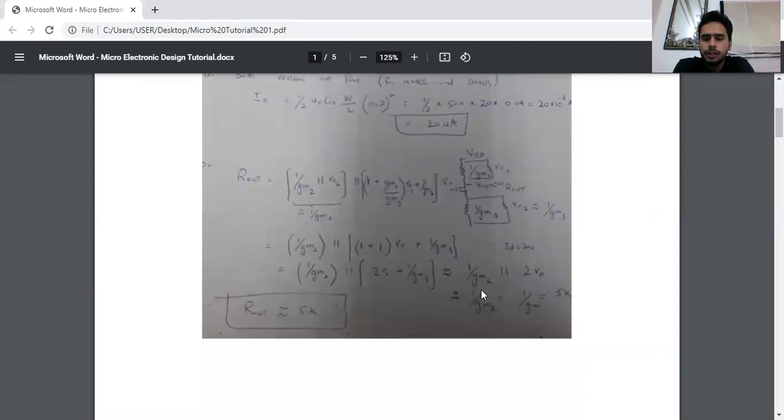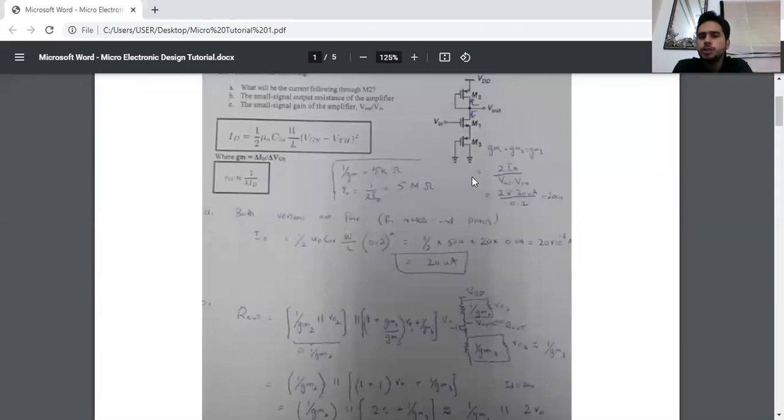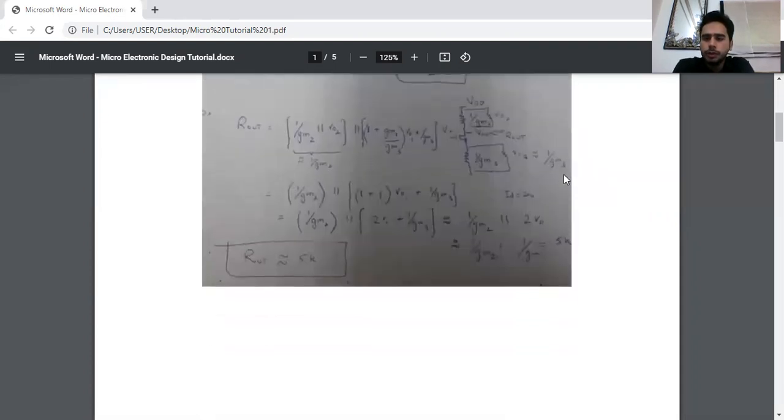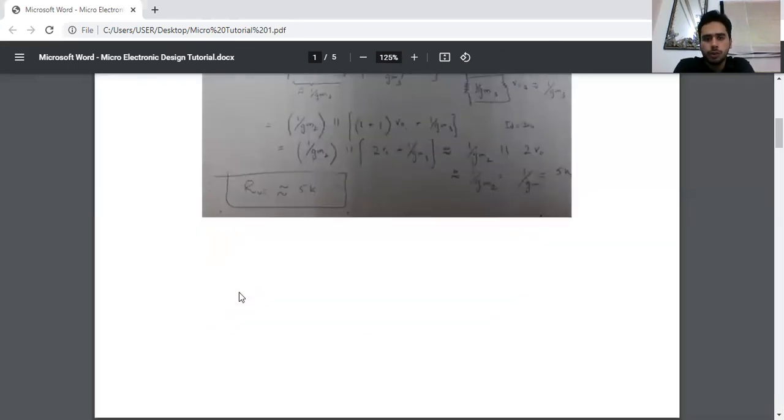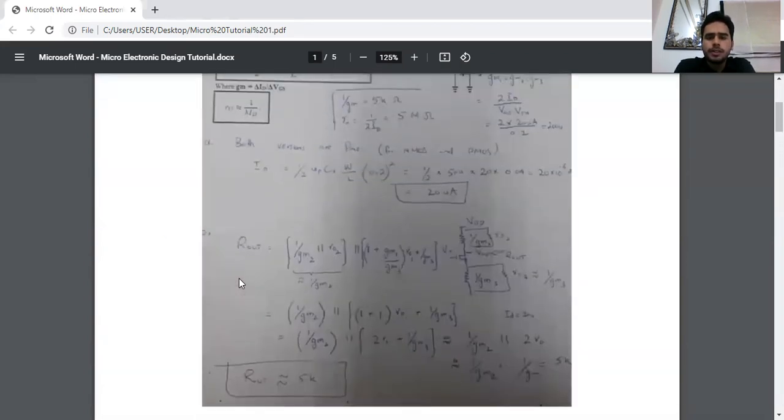As we solve the circuit, we get the expression which comes out to be 1 over gm2 in parallel with 2 ro. So we get 1 over gm2 and we have calculated gm over here. So gm equals 2 ID over VGS minus VTH. As the drain current is constant in all the MOSFETs, henceforth gm1 equals gm2 equals gm3, the parameters are similar. So we get a gm of 200 micro, and 1 over 200 micro comes out to be 5 kilo ohms. So Rout equals 5 kilo ohms. And this is question number one.